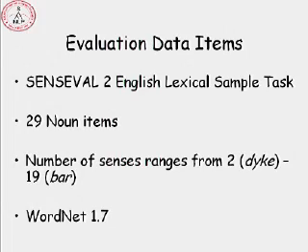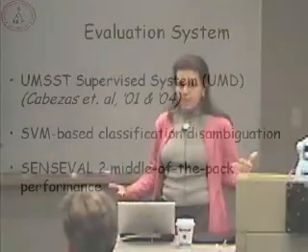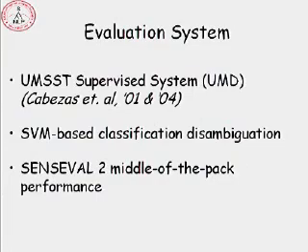So the evaluation data items were the SenseEval 2 English lexical sample task data. It was a set of 29 nouns. The number of senses ranged from 2 senses per word to 19 senses per word, for words like bar. And the evaluation was on WordNet 1.71. Actually, I have a typo in there.